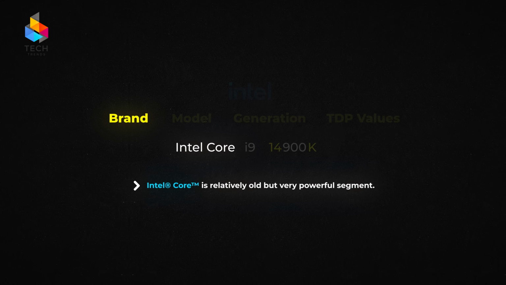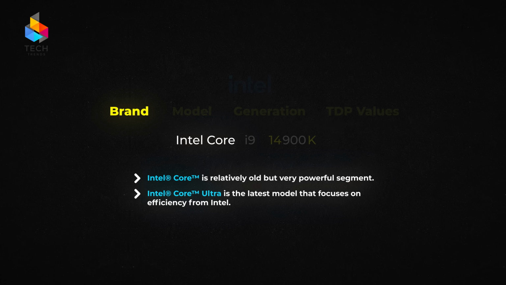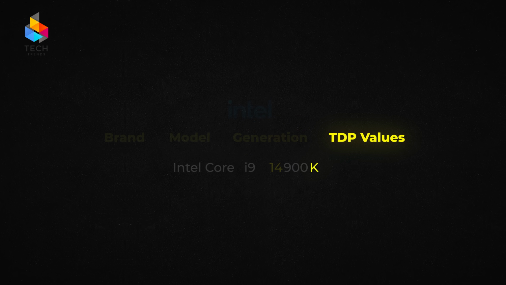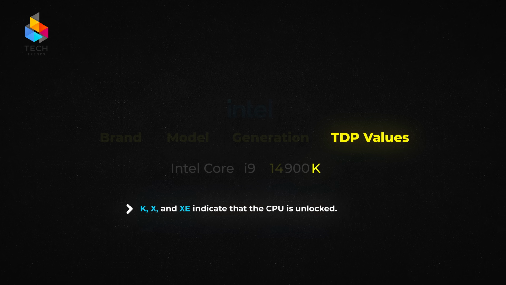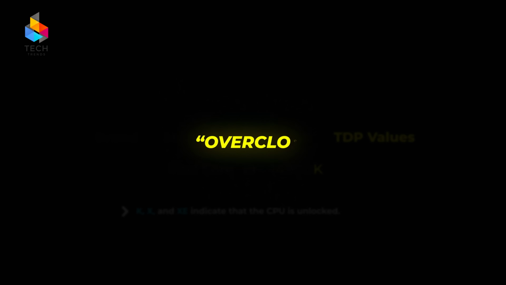Intel Core is a relatively old but very powerful segment, while Ultra is the latest model that focuses on efficiency from Intel. The number indicates the generation, and the letter at the end indicates the expected TDP value and the form factor it's aimed at. KF and KS indicate that the CPU is unlocked and can operate at higher clock speeds than the advertised maximum limit. This capability is known as overclocking.